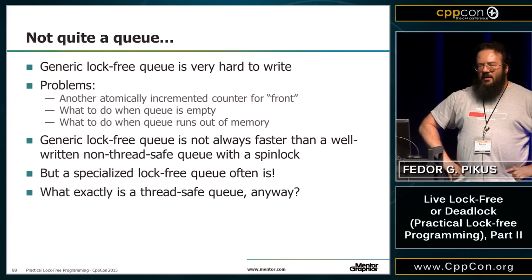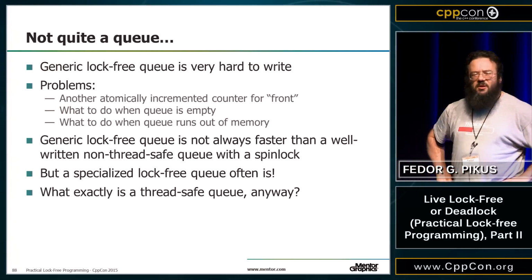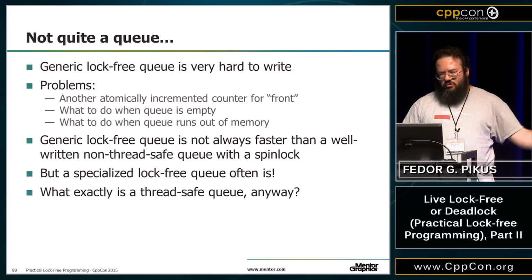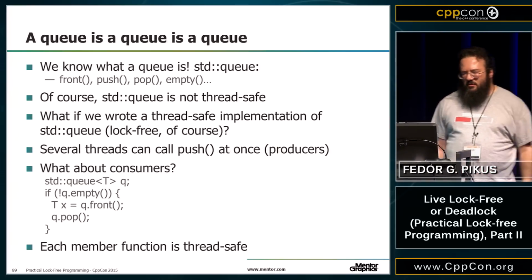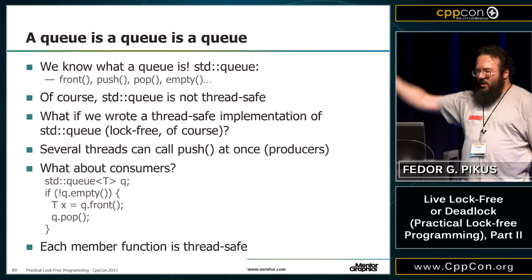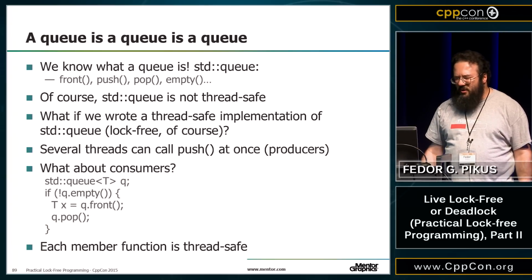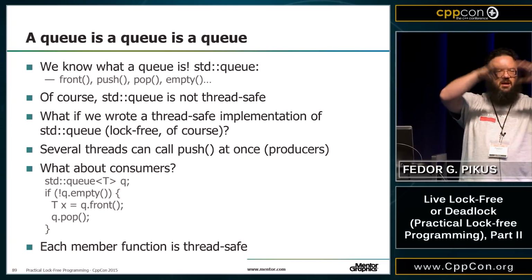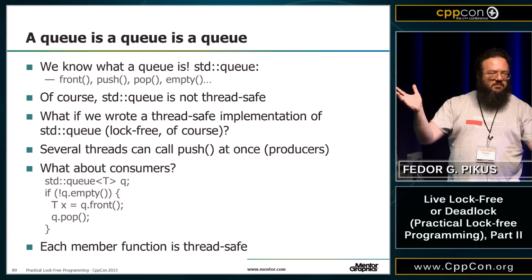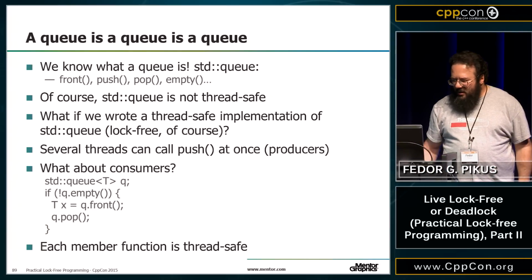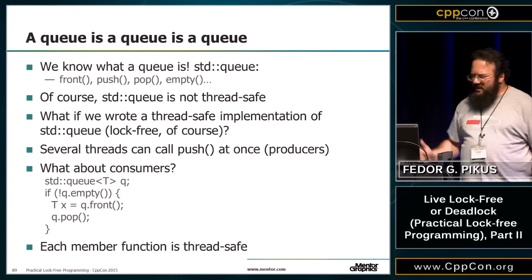Well, I promised you this question about the queue. So what exactly is a thread-safe queue? Well, we know what a queue is. Of course. What's a queue? Well, let's look at std::queue: front, push, pop, empty. std::queue is not thread safe. Let's put a lock around every method and make it thread safe. Push is fine. Put a lock around push. Push is now thread safe.